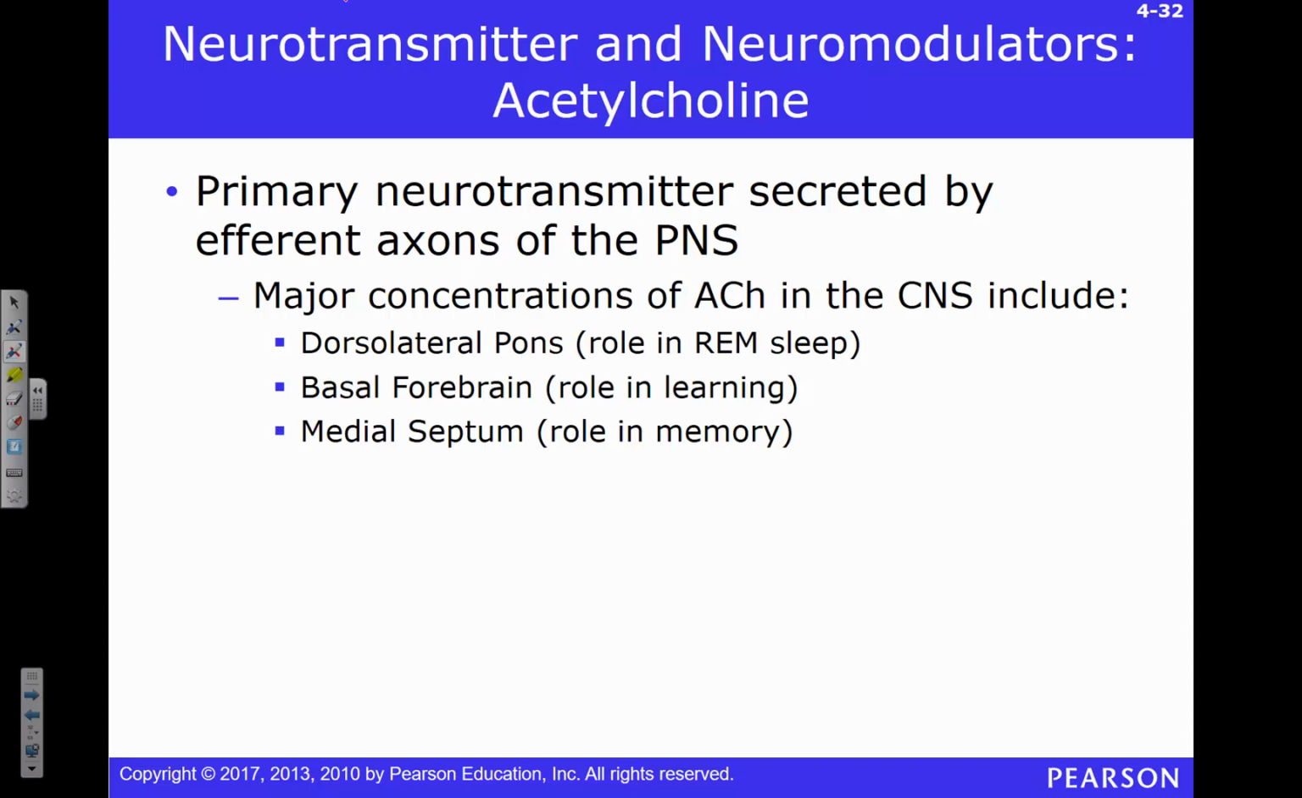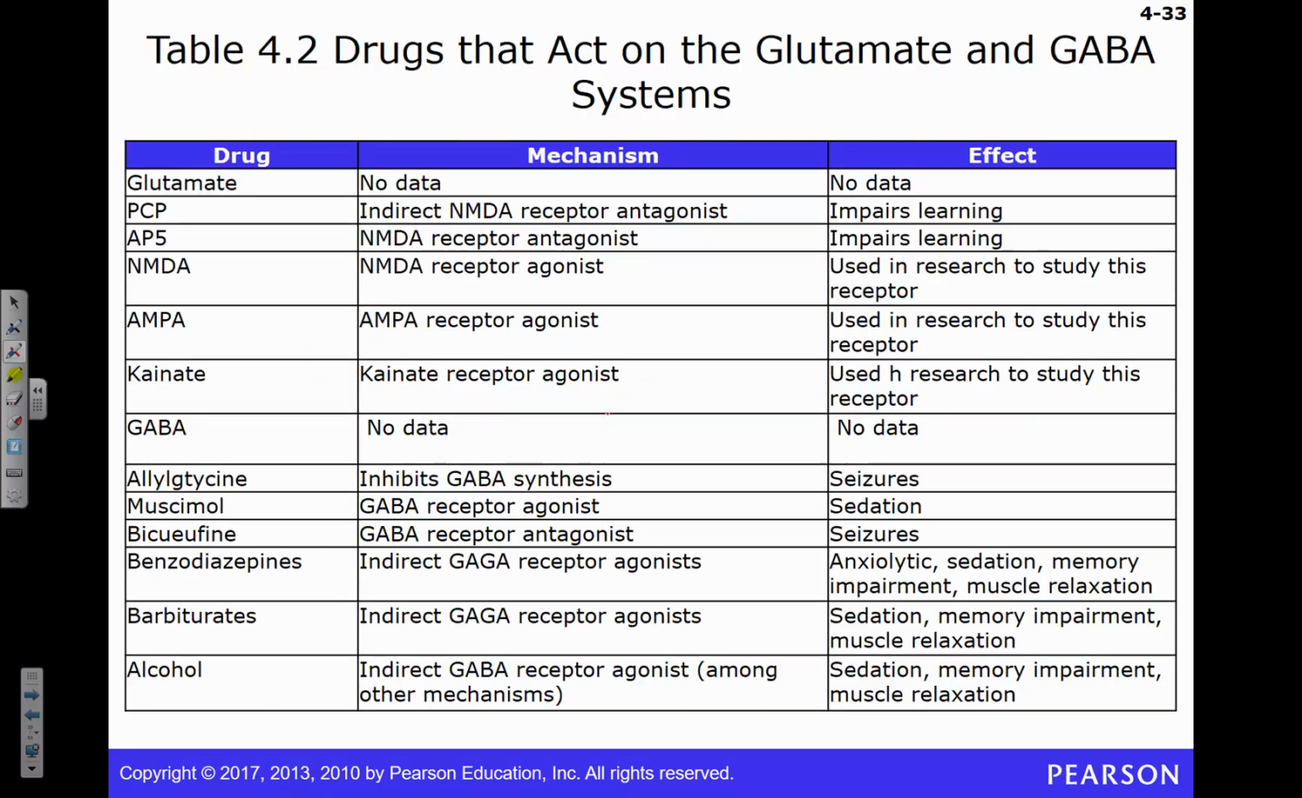All right, let's talk a little bit about acetylcholine. This is a pretty major neurotransmitter. It comes out of a part of the brain we call the pons. It plays a role in sleep, out of your forebrain for learning, and then the medial septum for memory. Don't worry too much about this right now. We'll hit acetylcholine later. I just want to introduce a few of these to you.